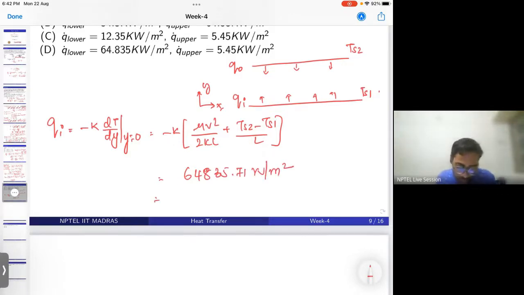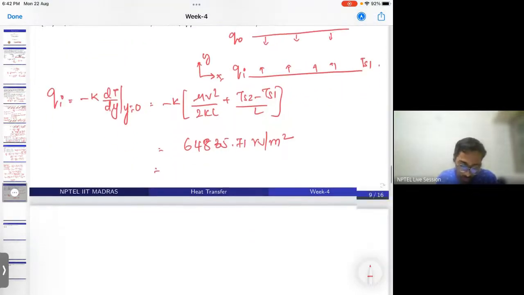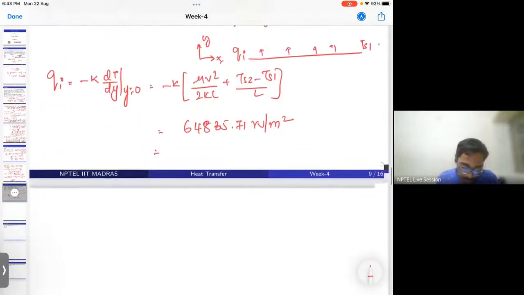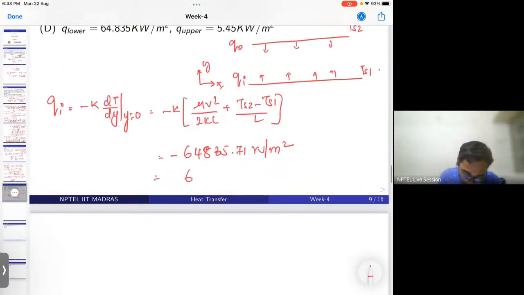You can try this at home, just substitute these values. So you will get minus 64.835 kilowatts per meter square.